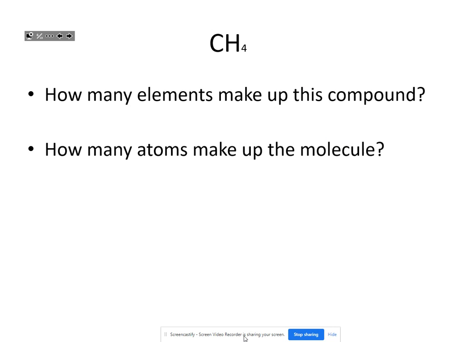CH4. How many elements make up this compound? So if we look, 1, 2 elements. There's hydrogen and there's carbon.